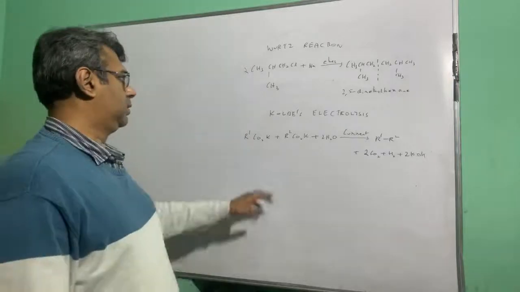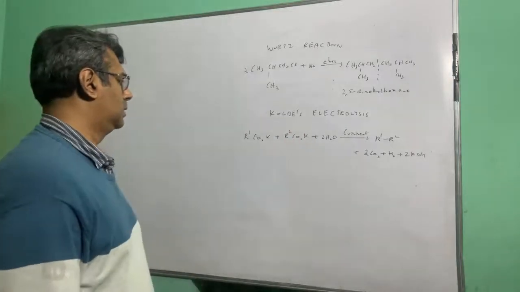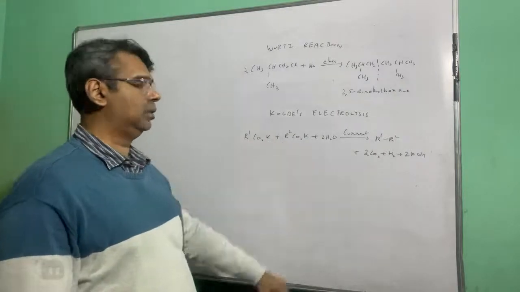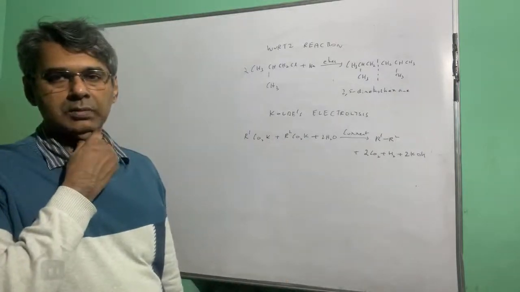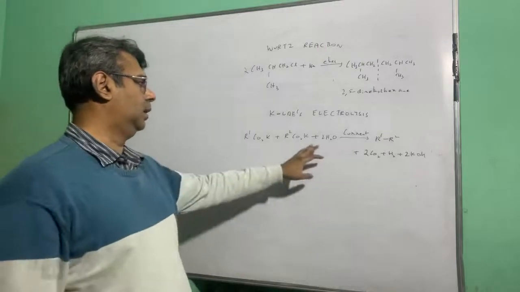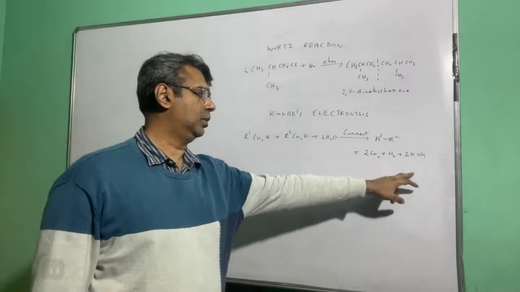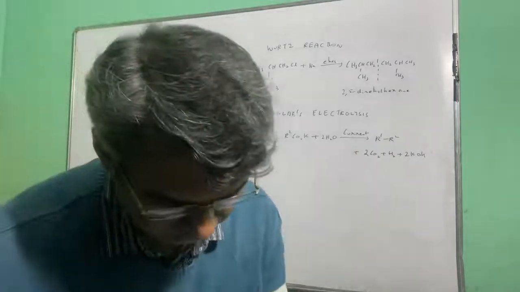Okay, the next reaction is Kolbe's electrolysis. So suppose you have R1CO2K plus R2CO2K. So these are potassium salts of carboxylic acid. On electrolysis, you will get the alkane R1R2 plus CO2 plus H2O plus KOH. This is what you will get.